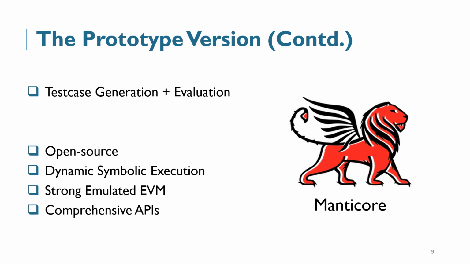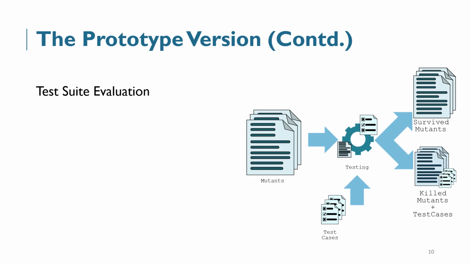Manticore is an open-source dynamic symbolic execution tool that emulates the Ethereum virtual machine, symbolically representing transactions, storage, global values, and EVM's current state. Manticore also provides comprehensive APIs for developers to interact with it and even use this platform inside their toolchains. Finally, to check whether our generated test suite kills the generated mutants or not, we should compare the outputs for the original smart contract and the mutant on Manticore's emulated EVM.